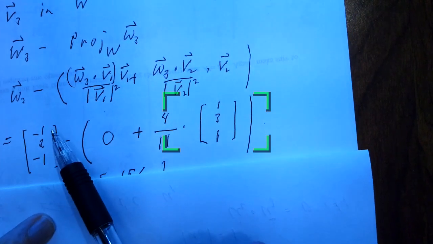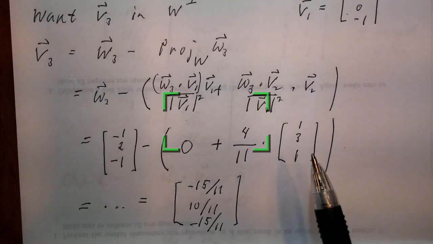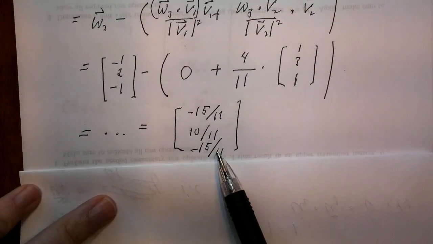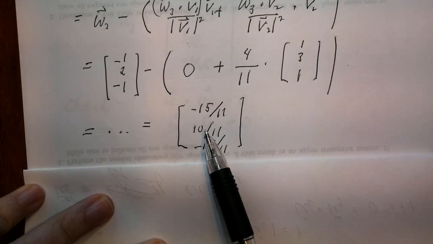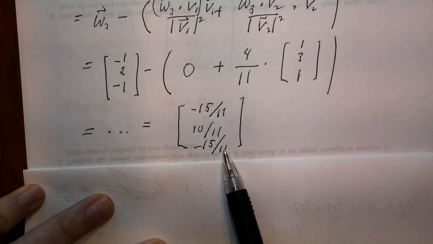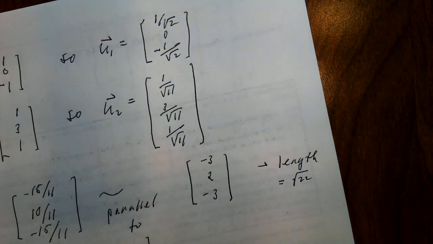So V3 is going to be this vector minus all of this, and through the modern conveniences of algebra, we get minus 15 elevenths, 10 elevenths, minus 15 elevenths. So now we have V1, V2, V3. We're going to normalize them to get an orthonormal basis.